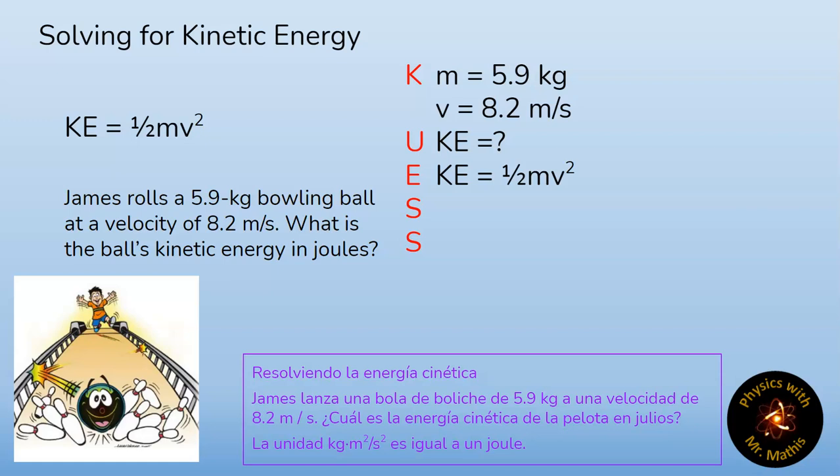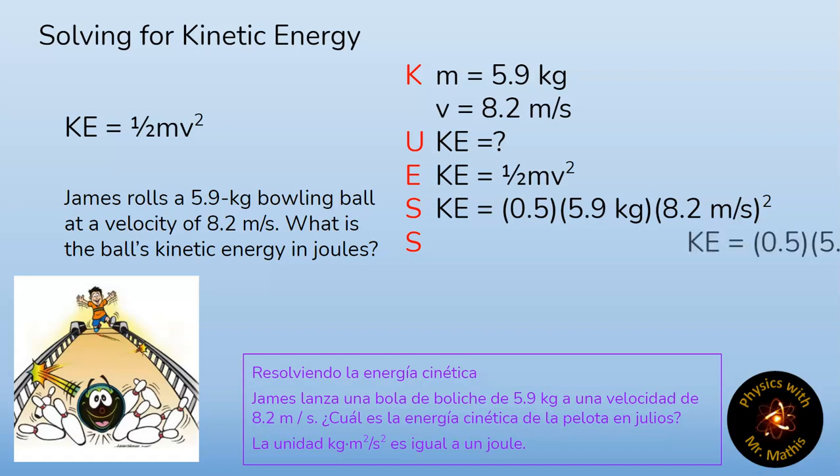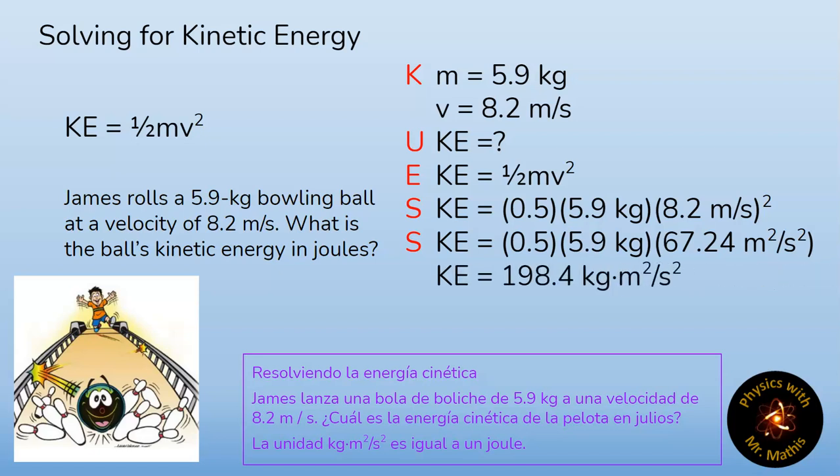Substituting the known values into the equation, we get KE equals 0.5, which is the same as 1/2 but much easier to put in your calculator, times 5.9 kg times 8.2 meters per second, squared. Don't forget to square the velocity. Once we do that square, we have KE equals 0.5 times 5.9 kg times 67.24 meters squared per second squared. Multiplying those all together gives us an answer of 198.4 kilogram meters squared per second squared.